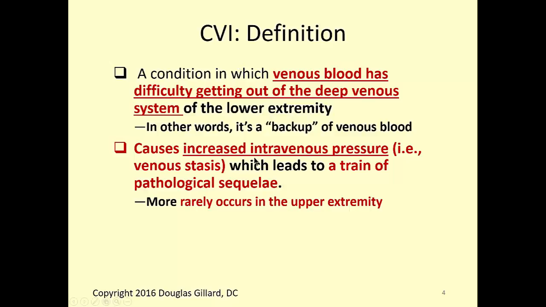Because it causes increased intravenous pressure within the deep system, perforators, and superficial system. And if you don't know the difference between the deep system, superficial system, perforator system, and the reticular system, go back and review those notes because you have to understand a little bit about that. Okay, so this increased intravenous pressure, i.e. venous stasis, sometimes just called stasis, leads to all types of problems, right? Or a train of pathological sequelae. What does that mean? That means a progression of pathological stuff that happens as a result of this increased pressure.